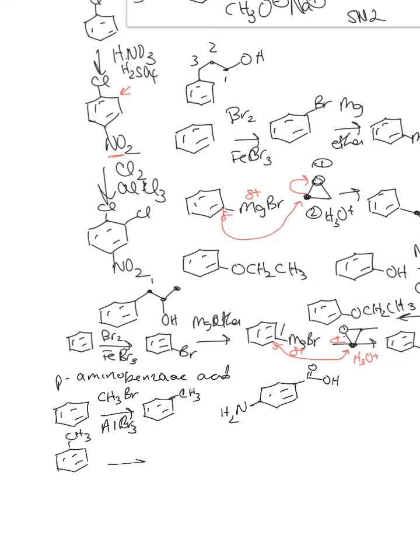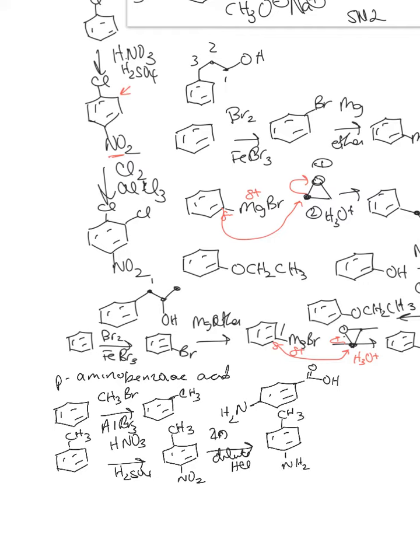So there's toluene, and then you do a nitration, HNO3 and sulfuric acid, and that's going to give you para-nitrotoluene, and then you want to do a reduction. So you just do basically zinc and dilute HCl, and that's going to reduce the nitro to an aniline or an amine. And then you want to do hot potassium permanganate, and that's going to do a benzylic oxidation. And you have to work it up with some dilute acid to get the protonation.